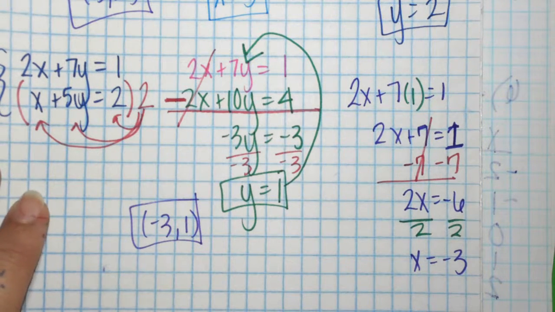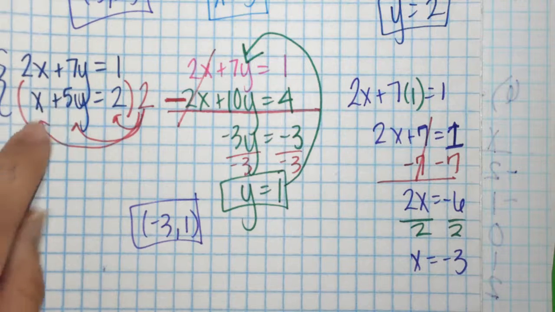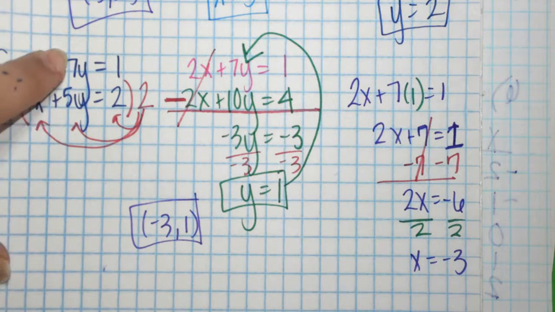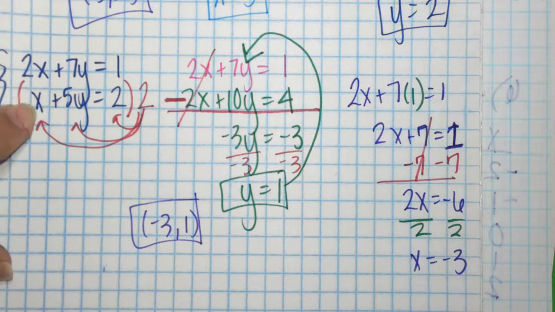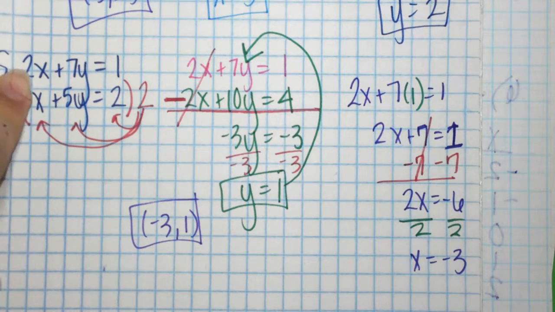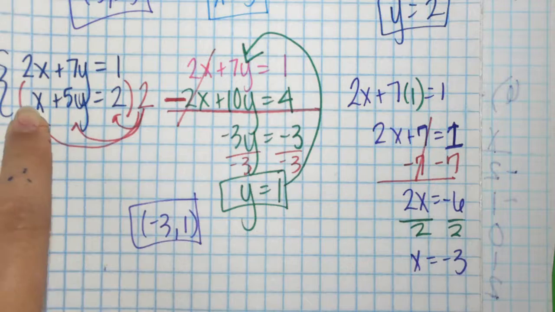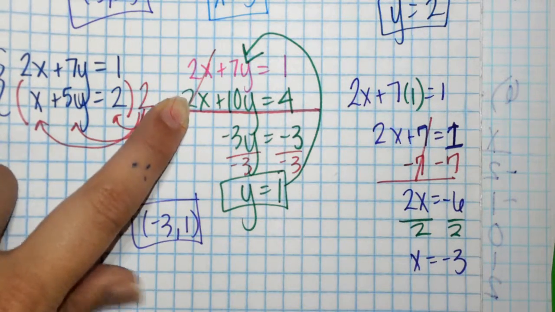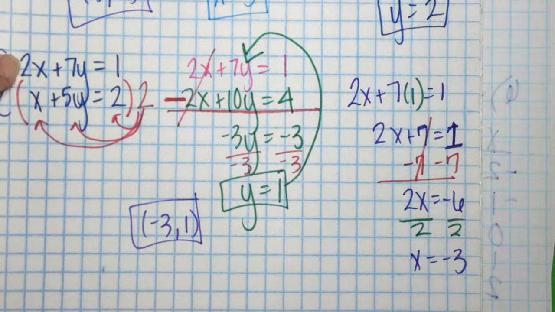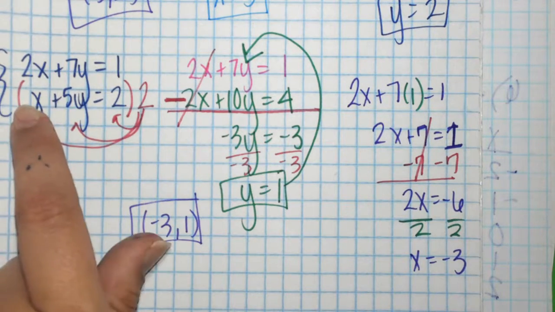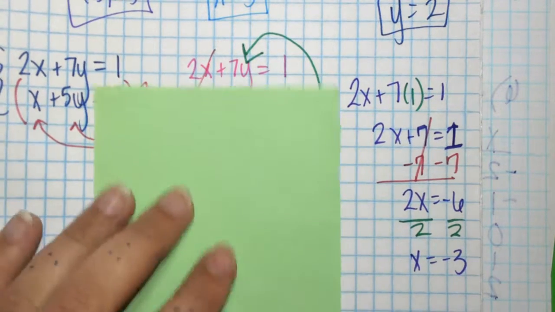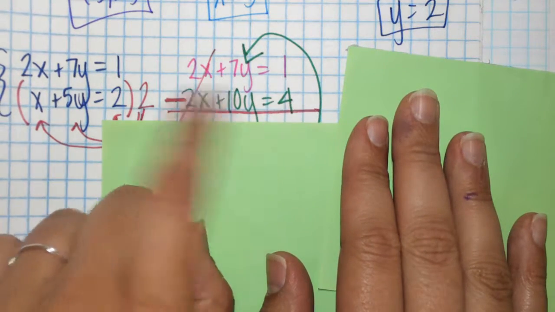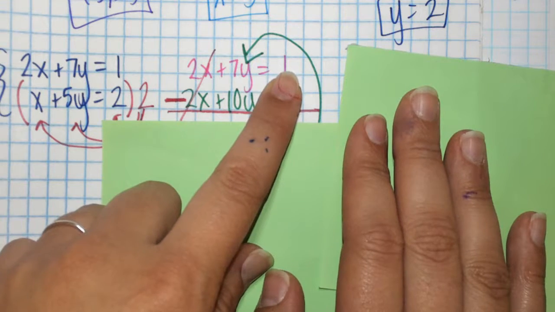Now, we chose 2 because we realized that we can't multiply 7 times anything to get 5, or 5 by anything to get 7. But we can multiply 1 by something to get 2. So we chose to multiply the bottom by 2 so that we have the same x value. So we took this number right here and multiplied everything in our bottom equation by 2. That gave us 2x plus 10y equals 4, and we rewrote our top equation over.